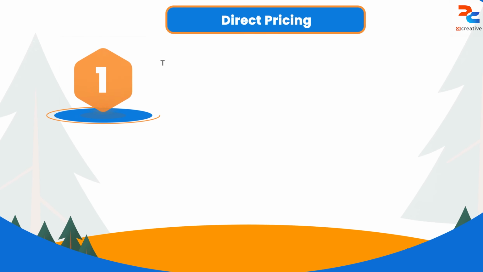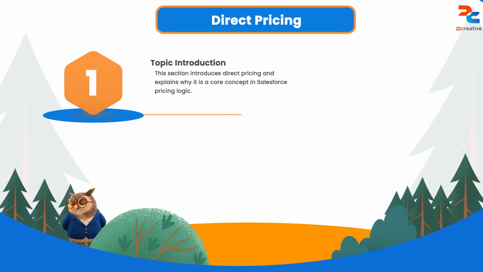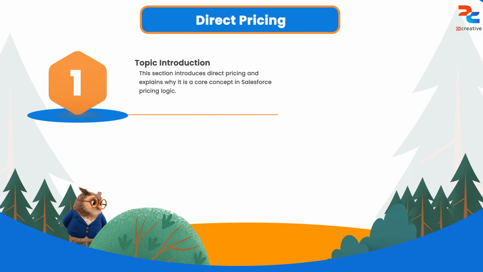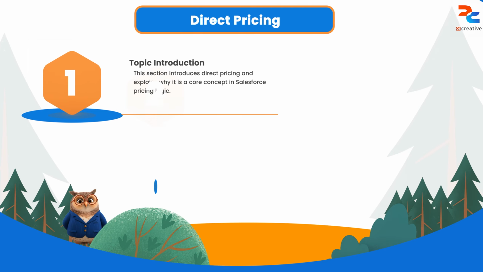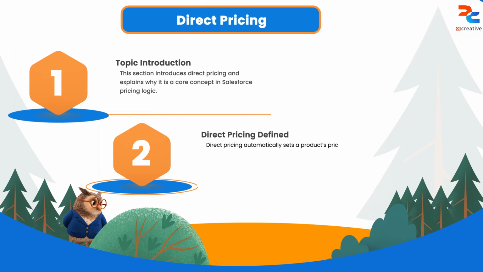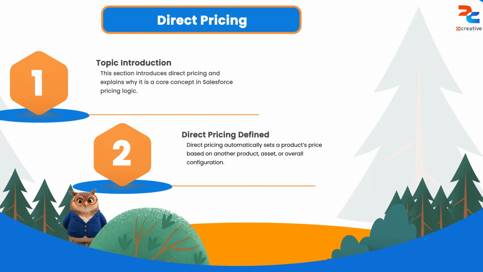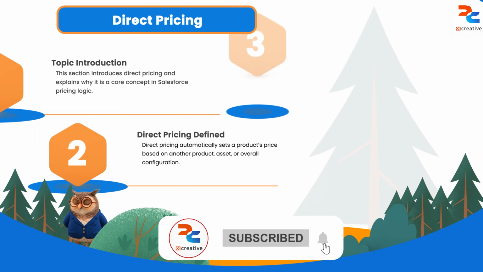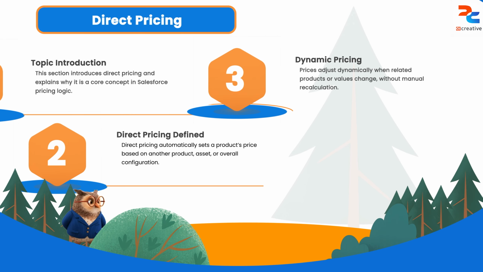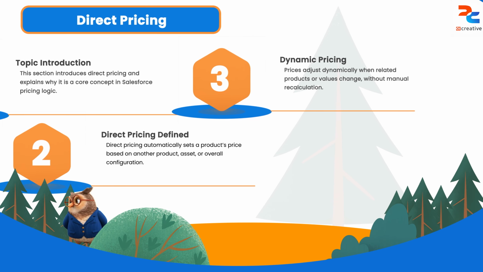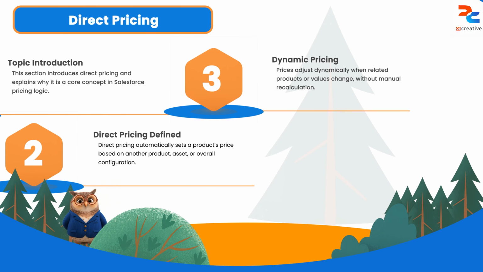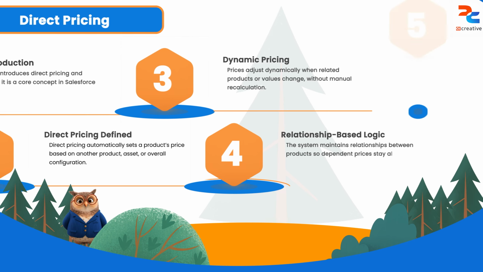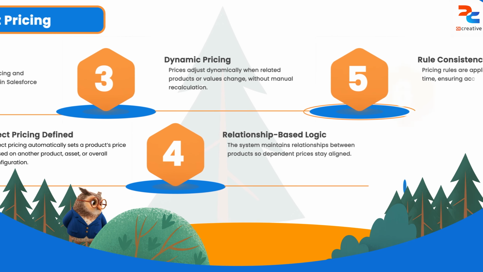So today we are going to learn the derived pricing and why the discovery procedure is the secret sauce that makes it work in the Salesforce pricing. So first we are going to learn what is derived pricing. Derived pricing sets a product's price automatically based on another product, asset, or the overall quote. So it's dynamic. Instead of asking a person to recalculate prices every time something changes, the system keeps relationships intact and applies your pricing rules consistently.